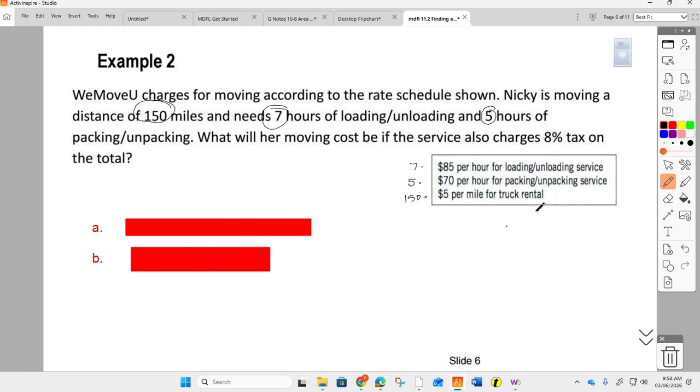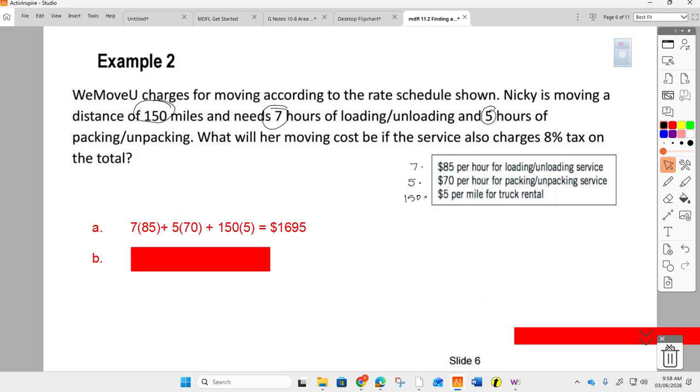So for finding that net cost before tax, it's $1,695. 7 times 85 plus 5 times 70 plus 150 times 5.